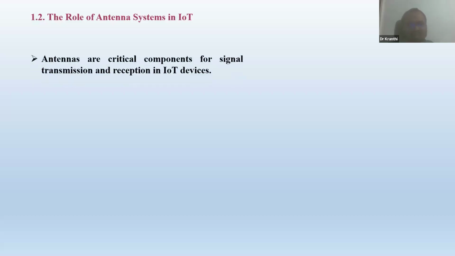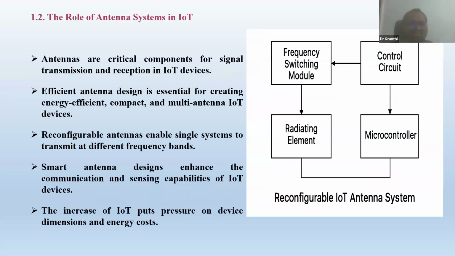So here we talk about reconfigurable IoT antenna systems. These are some critical components with respect to IoT devices, adapted to AI networks and AI algorithms also. Here I provide a sample schematic diagram of reconfigurable IoT antennas. Here we show some key components, starting with the radiating element. This is the actual part of the antenna which is responsible for emitting and receiving electromagnetic signals.